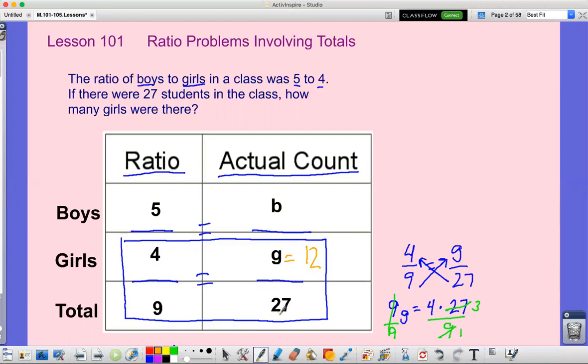Now that I know that there are 12 girls, and I know that the class had 27 total students, now I know how many boys there are. I can just subtract those. So that equals 15 boys. So it says how many girls were there? There's 12 girls, which is the answer it's asking for. But we were also able to find out how many boys there were. We could have just ended it with the number 12, but we can also take it further.